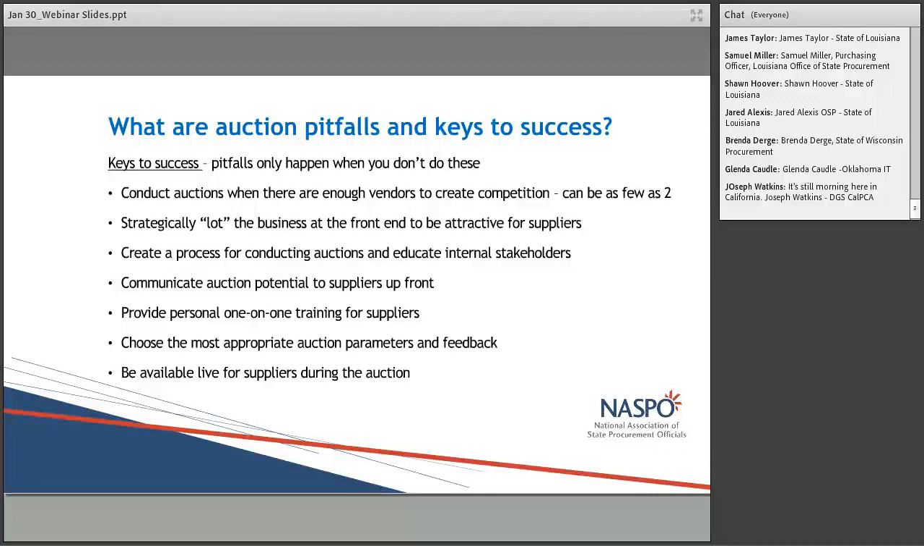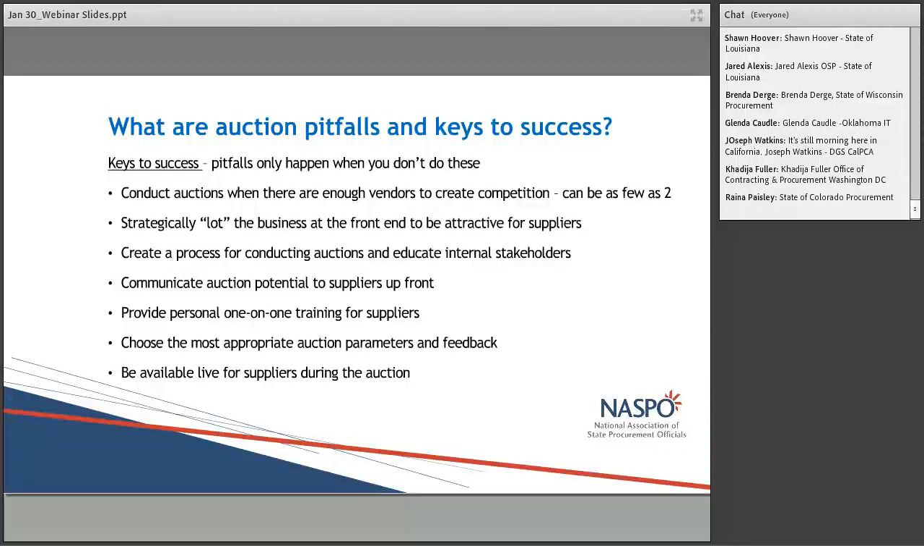Second key to success is to strategically lot the business in such a way that it's attractive for suppliers. And that really gets to the heart of the competition as well. So you want to group things in a logical, strategic way for the suppliers to competitively fight for that business. Next, you want to create a process, and this is particularly important, I think, in state government, but it's important in general.